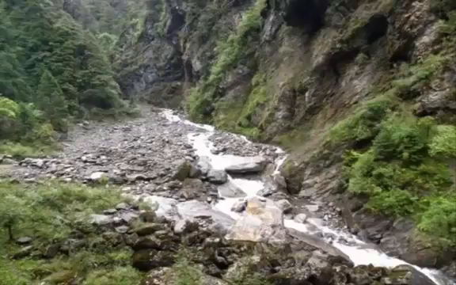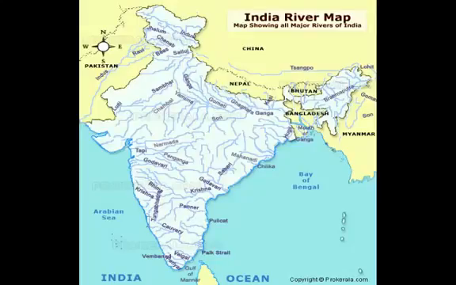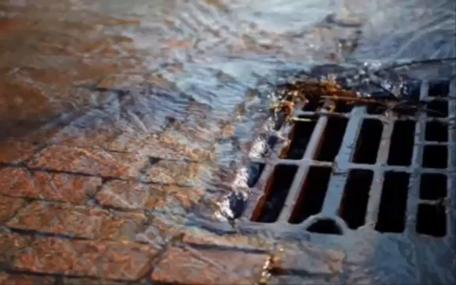Chapter 3, Drainage System. This is a very interesting chapter and again very important from the examination point of view. In this chapter we will read about where the rivers originate from, what the shapes of the rivers are, how they got that shape, where they drain into, and why rivers drain into the western side and eastern side.